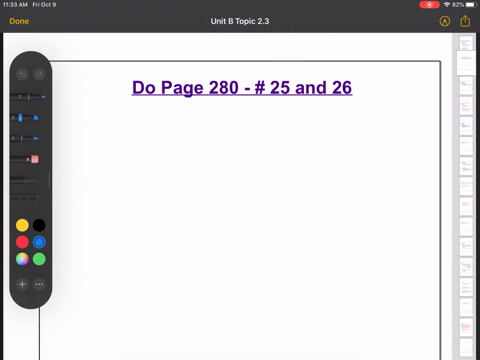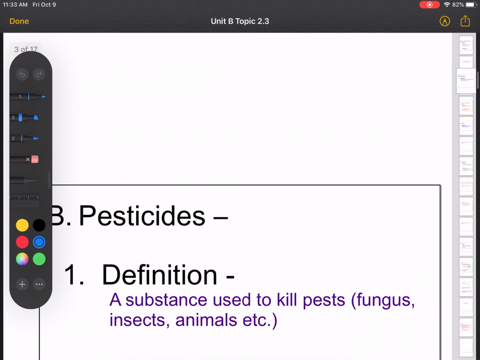So just by going through those two things, there are some questions, question number 25 and 26 on page 280, that I would like you to do.